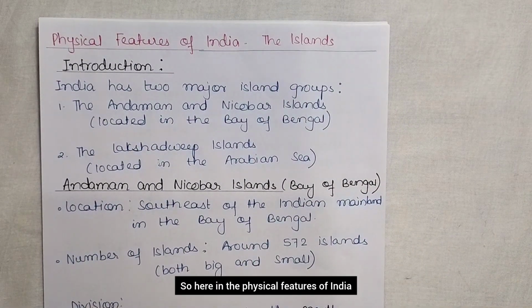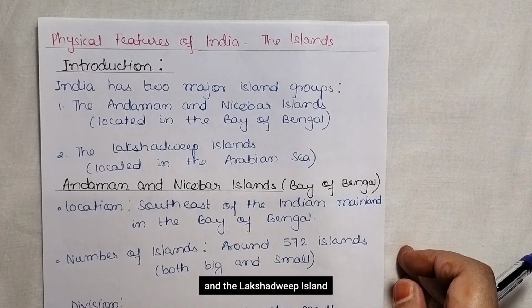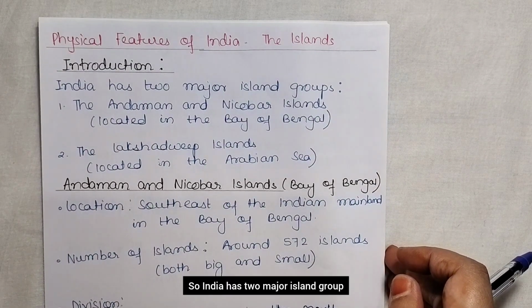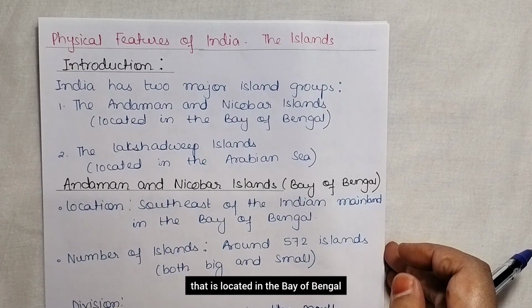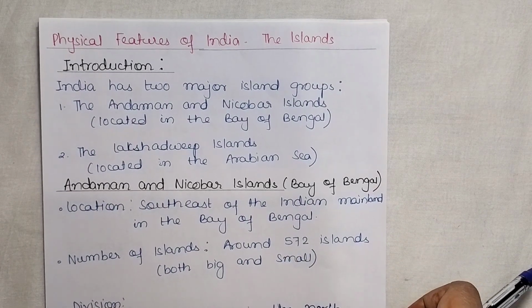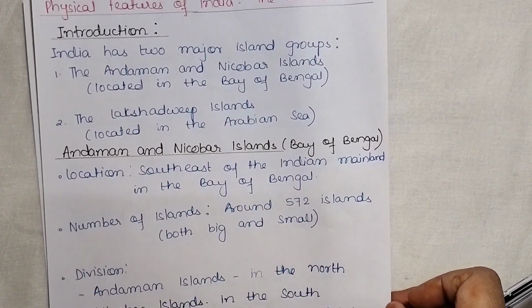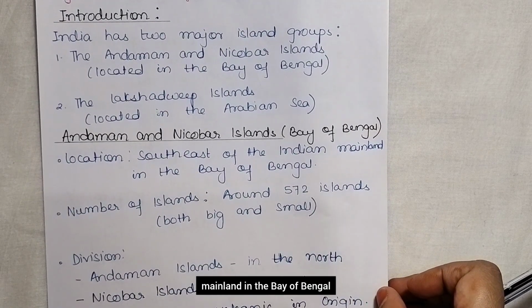So here in the physical features of India, we are going to cover two islands, that is Andaman and Nicobar Island and the Lakshadweep Island. India has two major island groups: Andaman and Nicobar Island, located in the Bay of Bengal, and Lakshadweep Island, located in the Arabian Sea. So first of all is the Andaman. Its location is southeast of the Indian mainland in the Bay of Bengal.